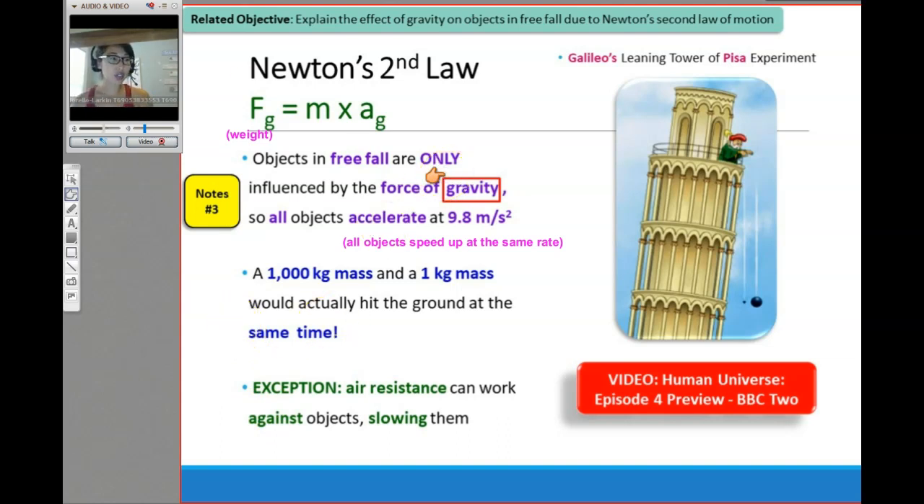All right, this is number 3 in your notes. Give me a green check when you have this saved. You have 30 seconds to fill in the blank with the word gravity. Go, just the word gravity.